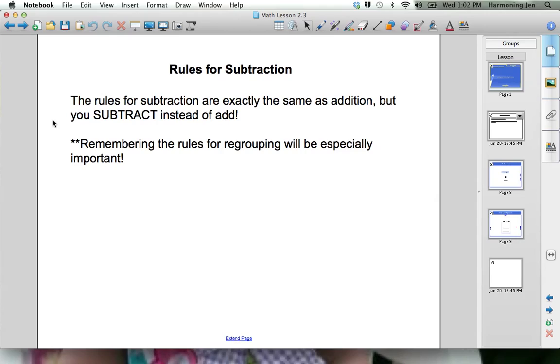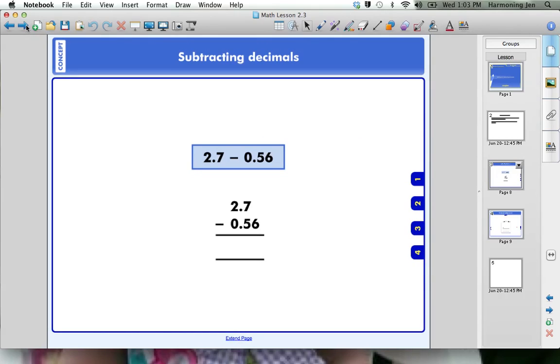Okay, now you have the rules for subtraction written down. Well, actually, you have a note that they're the same as addition. So I want you to turn back your page to your addition and take a look at those steps, because we're going to be following those same steps to do our subtraction examples. Remember, these examples also should go in your notebook.